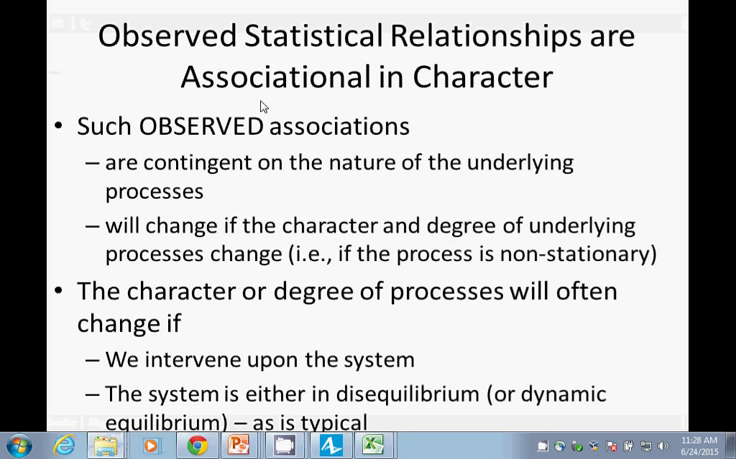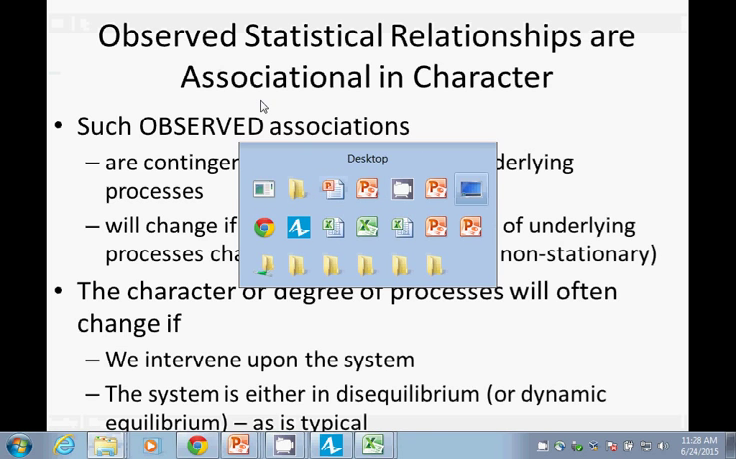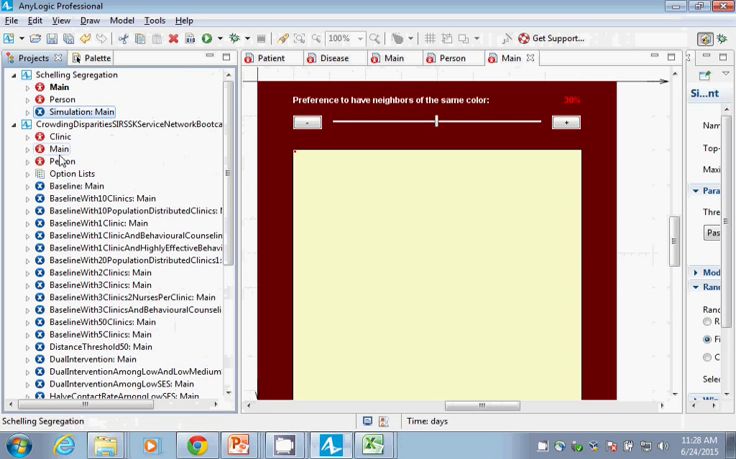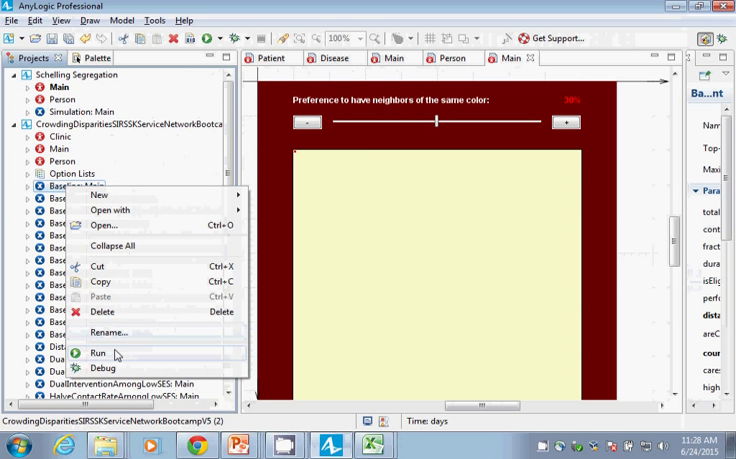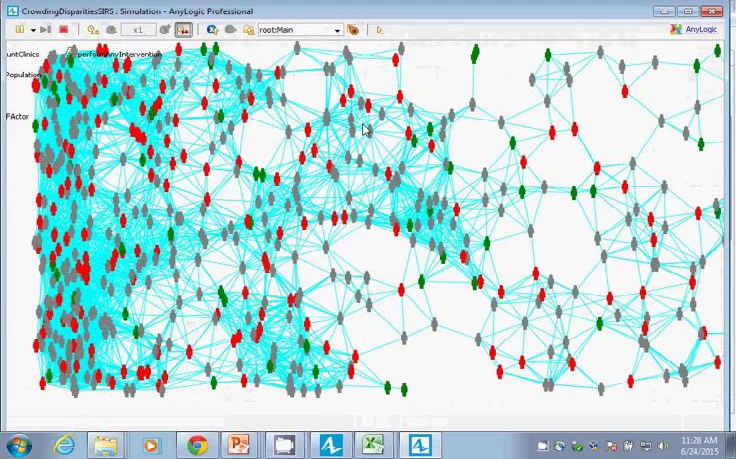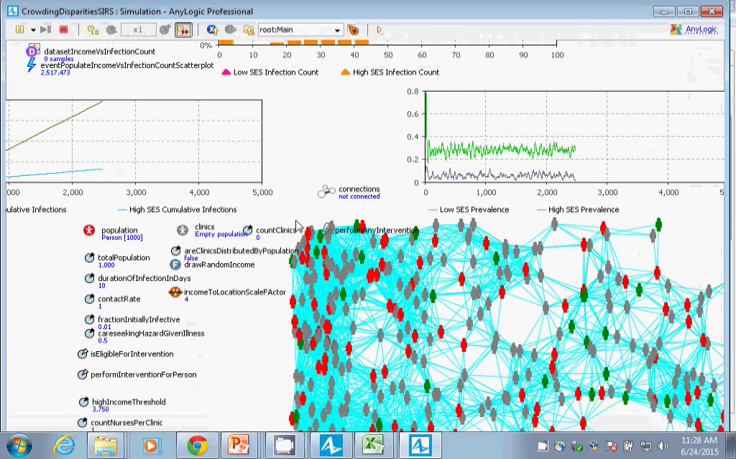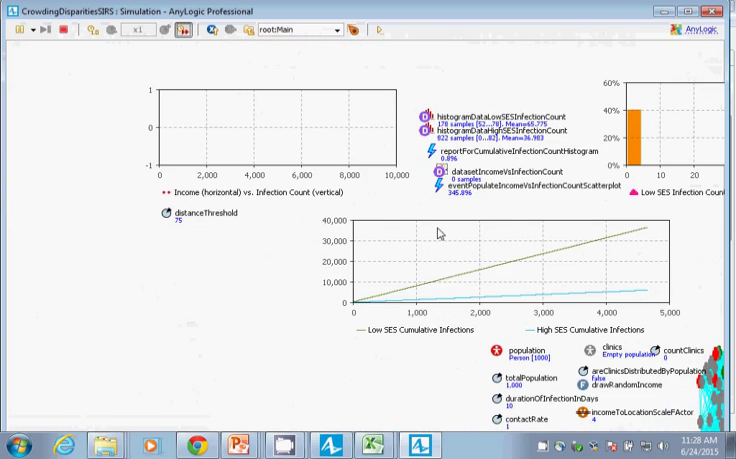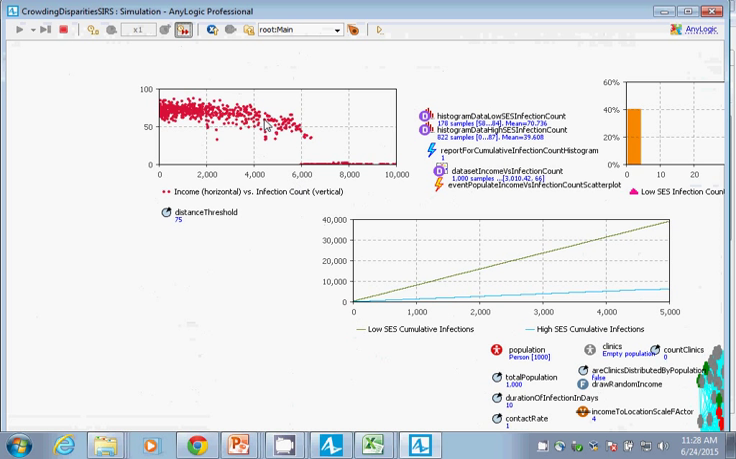What I'm going to load in here is actually the very first model we ran, the crowding disparities model. I'm going to run it again just to remind you of an association here. I'm running this out, and these graphs at the top are populated, and we notice some regularities. Take a look at this association between, on the one hand, income, left to right, and on the vertical axis, count of infections. There's an association here, and we could characterize it statistically in terms of these observables. Great stuff.